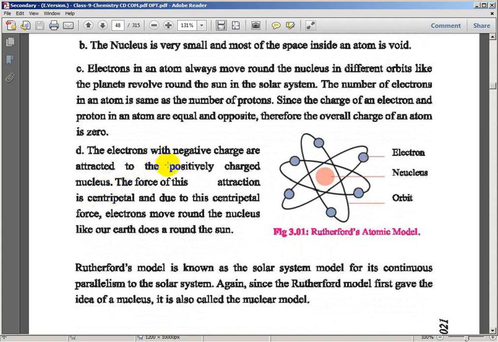The electrons with negative charge are attracted to the positively charged nucleus. The force of this attraction is centripetal, and due to this centripetal force, electrons move around the nucleus like our Earth does around the sun. Centripetal force means the force directed toward the center.